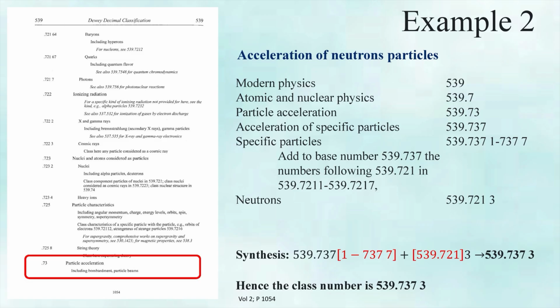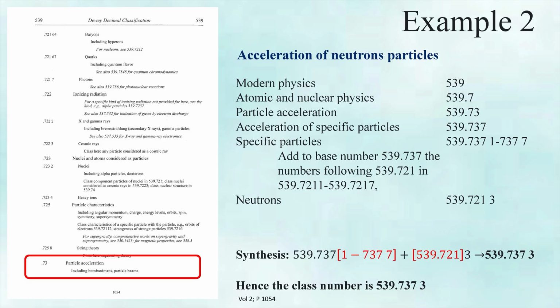So we have to go from the third summary and find the number for modern physics, that is 539, under which there is atomic and nuclear physics, which is 539.7. Under 539.7, there is a number for particle acceleration. These are particles like proton, electron, neutron. Their acceleration is enumerated in 539.737. But here the title tells us about a particular particle, not particles in general. So we have to find the number for specific particles, if any.